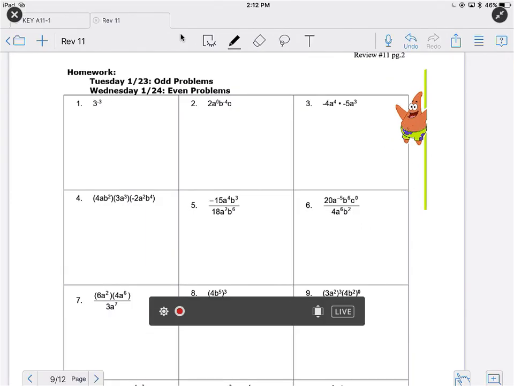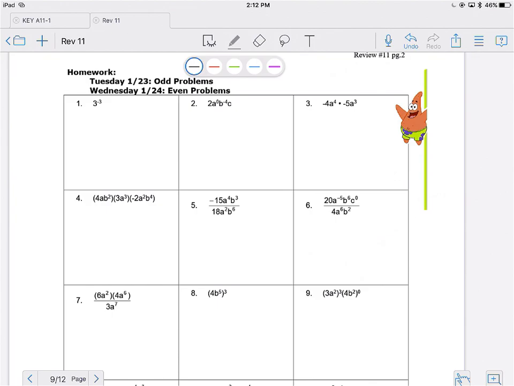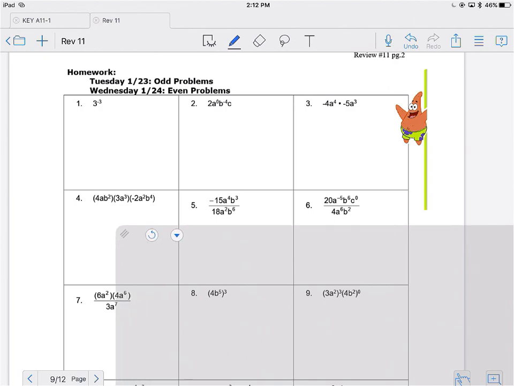This video covers review 11, pages 2 through 5. Because we did page 1 in class on a different day, there is a different video also on this website to help you with page 1. So this is pages 2 through 5.